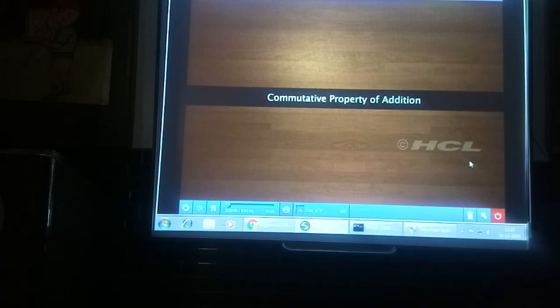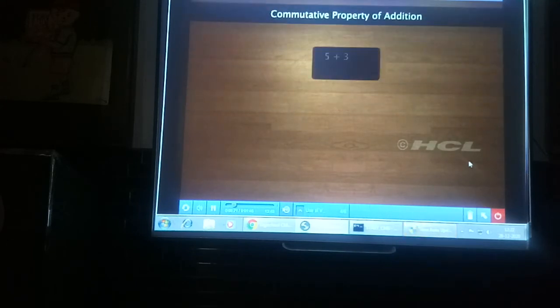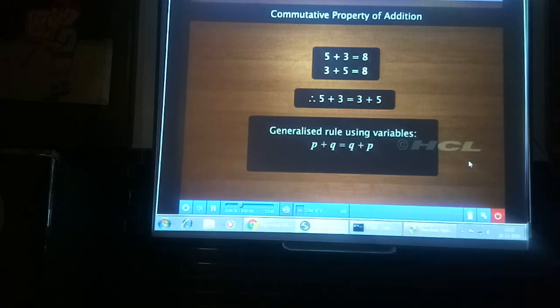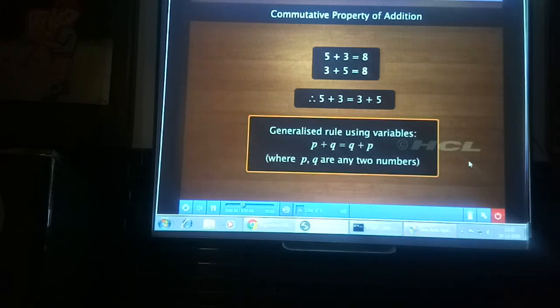We can also use variables to generalize the rules in arithmetic. Do you remember the commutative property of addition for whole numbers? According to the commutativity of addition of two numbers, say 5 and 3, the sum of 5 and 3 is equal to the sum of 3 and 5. This property is true for any two numbers. So, we can represent the two numbers using variables such as p and q. Thus, we have generalized a rule for commutativity of addition of numbers using variables.